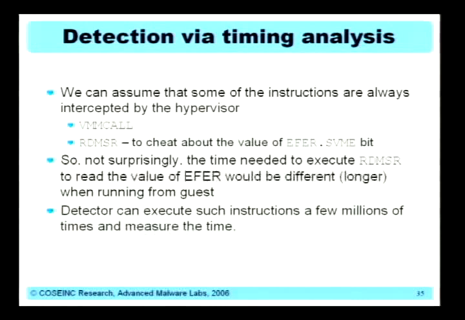So we can assume that some instructions will always be intercepted. One example of such an instruction is read MSR. Just because to enable SVM mode, we need to set bit number 12 to 1. So if we didn't intercept read MSR for the EFER register, then it would be trivial for the guest to notice that this bit is set to 1, which is suspicious, right? So we can always assume that read MSR is intercepted. So not surprisingly, the time needed to execute read MSR inside a VM is more than on a native operating system.